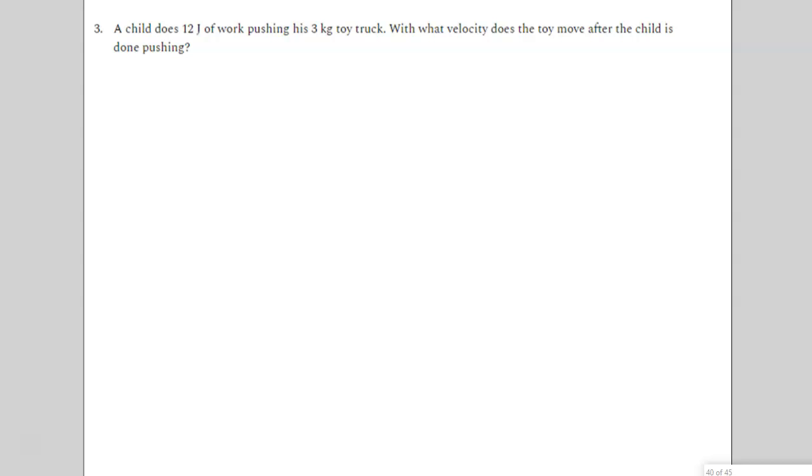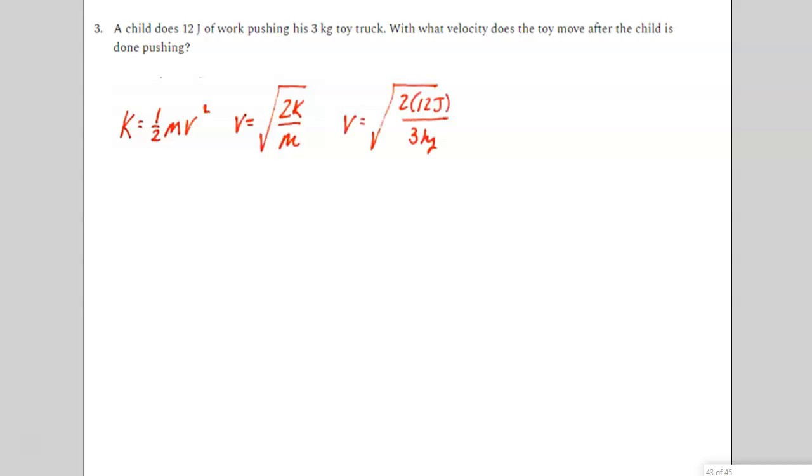Number 3. A child does 12 joules of work pushing his 3-kilogram toy truck. With what velocity does the toy move after the child is done pushing? It's kinetic energy, 1/2 mv squared. This time we have to rearrange the equation for speed. We're going to multiply both sides by 2, divide by m, and then take the square root. So the speed is the square root of 2 times the kinetic energy divided by the mass. So you have 2 times 12 divided by 3. 2 times 12 is 24. 24 divided by 3 is 8. The square root of 8 is 2.8 meters per second.